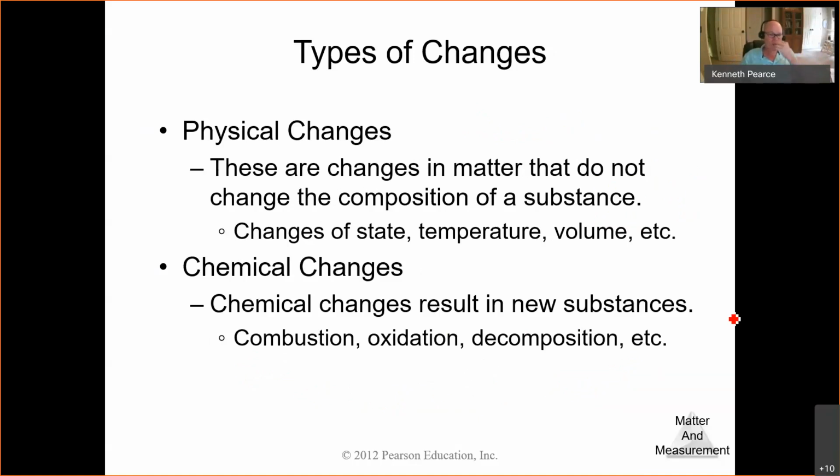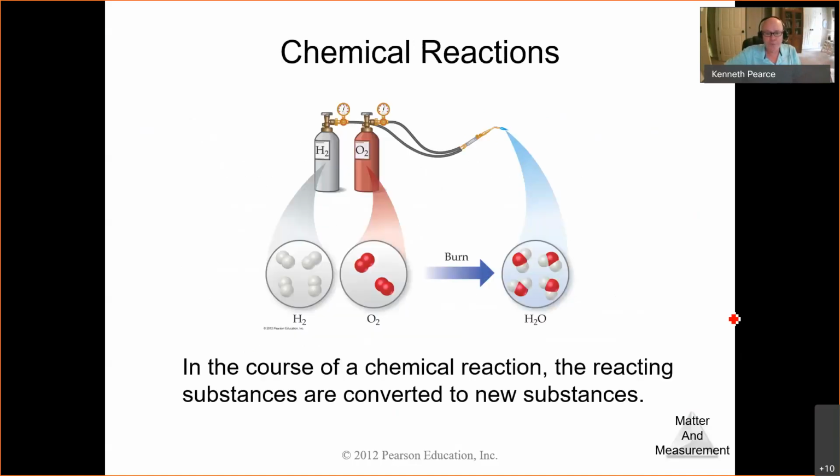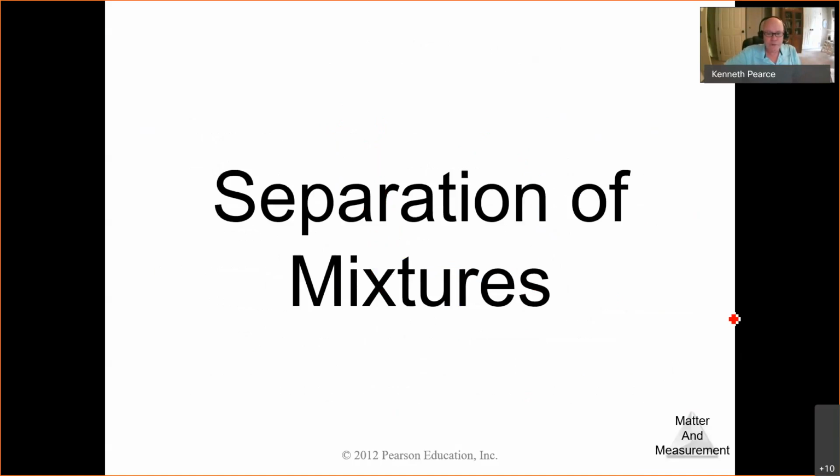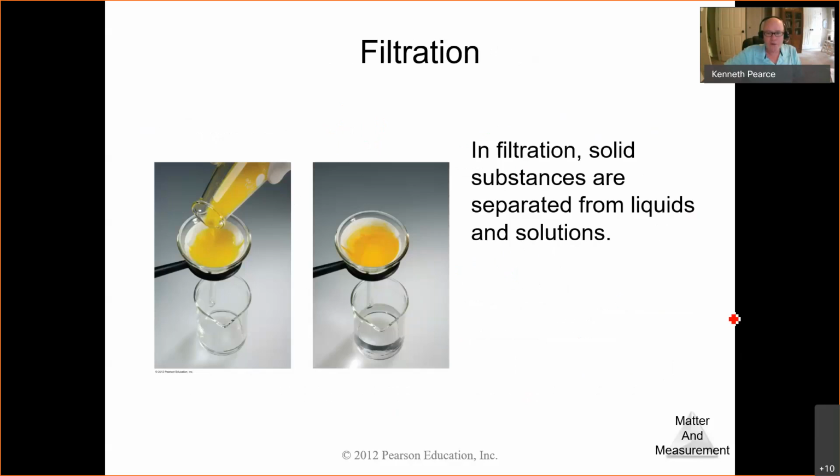Now, physical changes, chemical changes, is the same deal with physical and chemical properties. It's the same thing. It just depends on whether you're having a change or not. Chemical reactions, we're going to get into that next chapter. Okay, don't worry about that. Separation, we're going to do a lab on this.